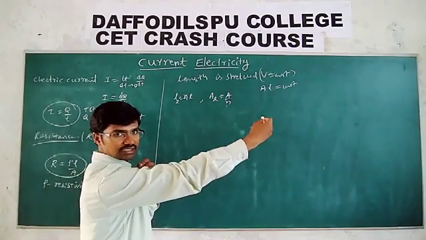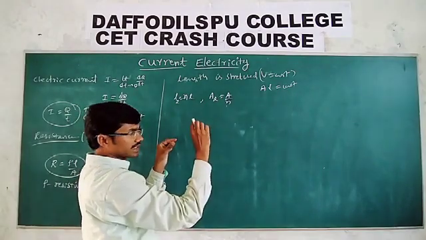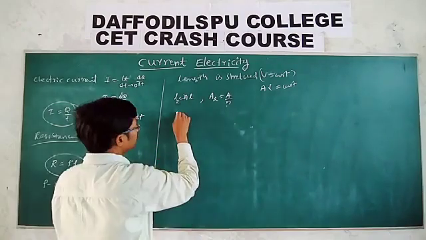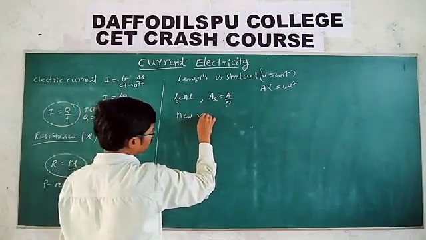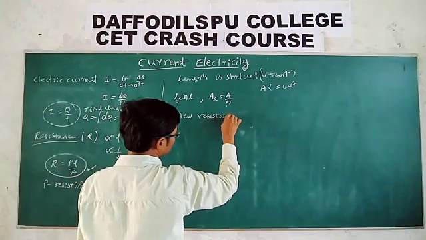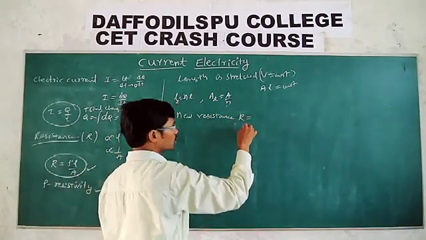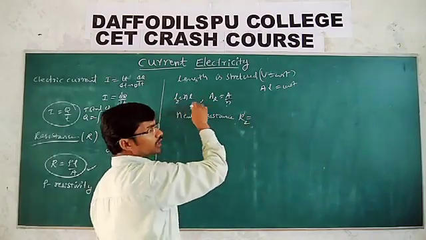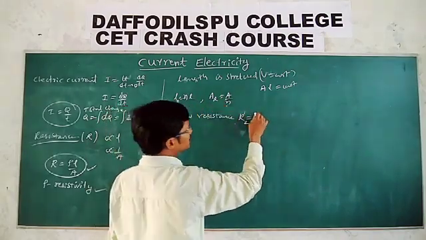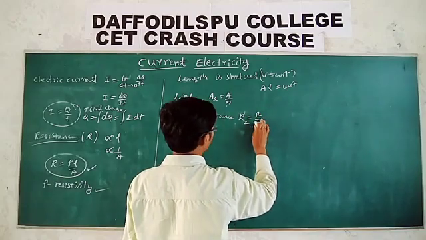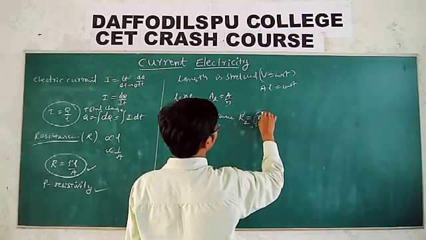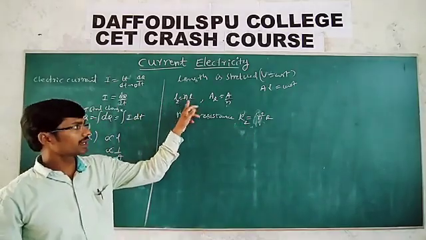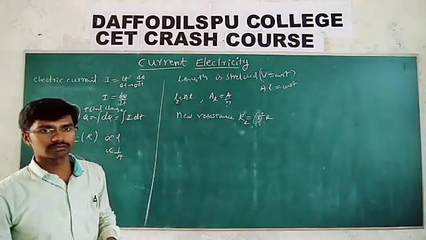What happens when you stretch? Length will be increased, so thickness will be decreased, so the area of cross section will be decreased. Then the new resistance R2 is equal to rho L2 by A2, which is nothing but rho n L by A by n, that is n square R times. The resistance will be increased n square times.